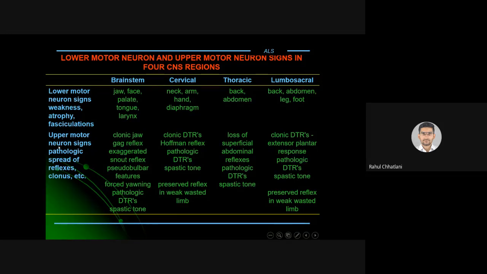Upper motor neuron signs. First, for brainstem there will be clonic jaw. Clonus is something we described in the pathological reflexes: you try to move the part into contraction and then relax, and there will be to and fro motion, contraction and relaxation. That is clonus. If you open the jaw a slight amount and release it, there will be continuous motion of the jaw. It will close and open. That is clonic jaw.